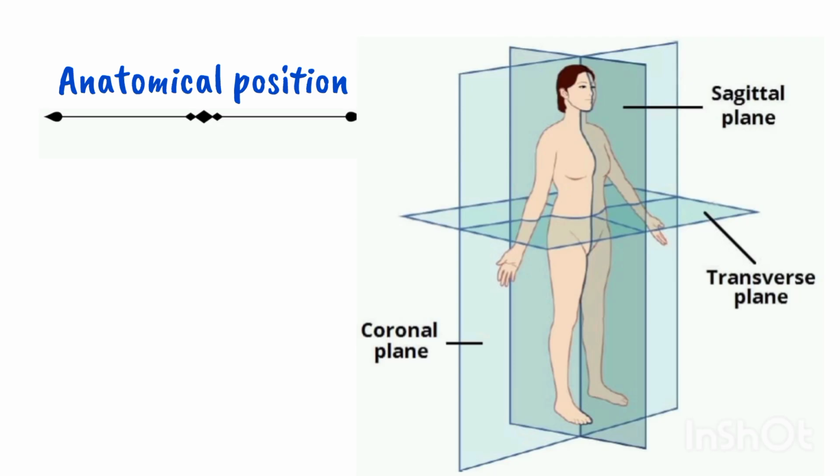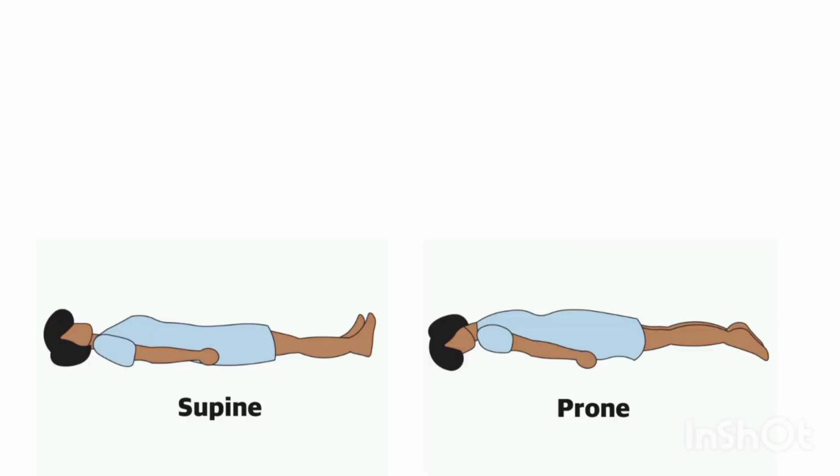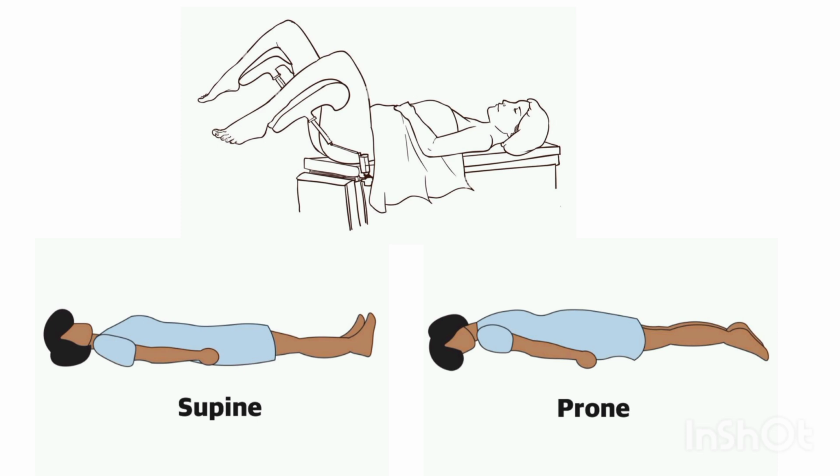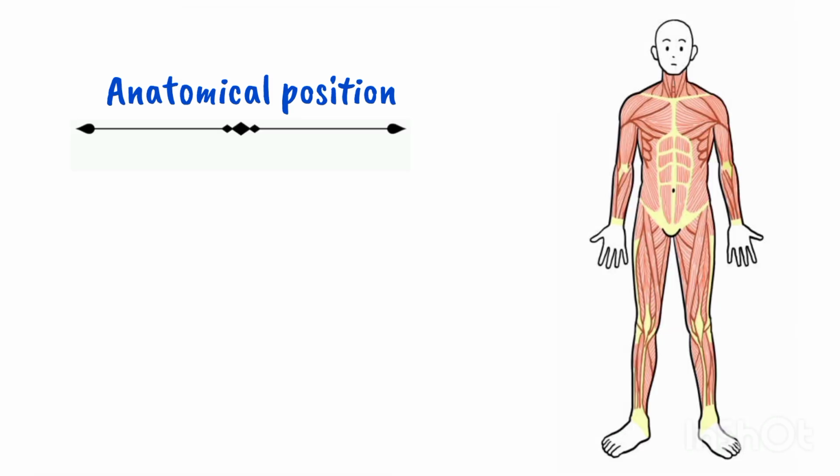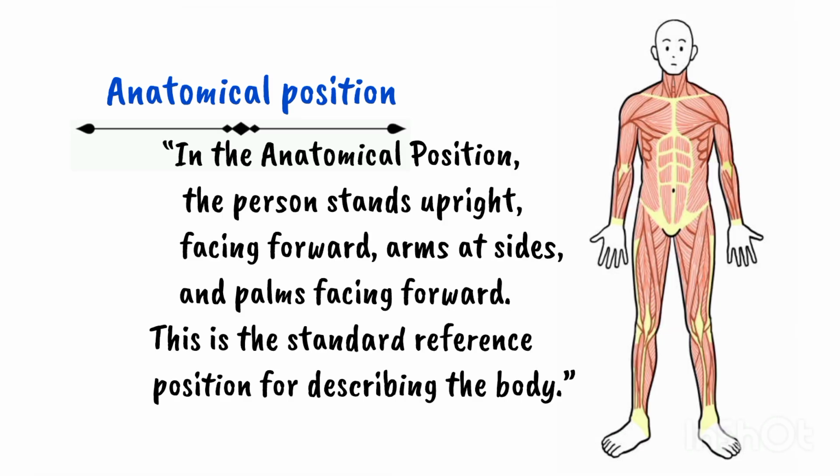Anatomical positions. Today we'll learn about the basic positions used in anatomy and medicine. Anatomical position. In the anatomical position, the person stands upright, facing forward, arms at sides, and palms facing forward.